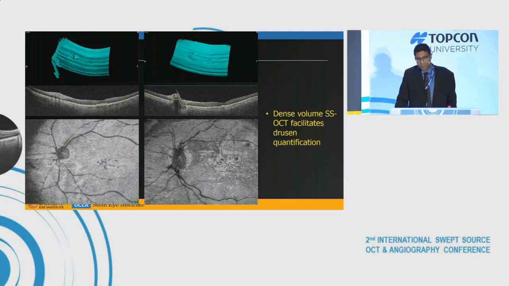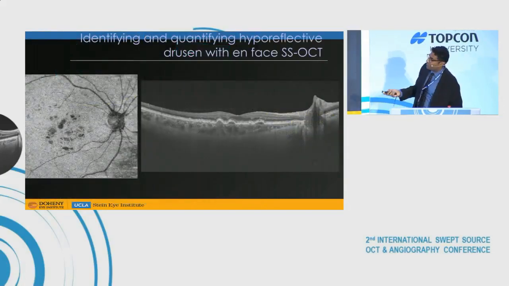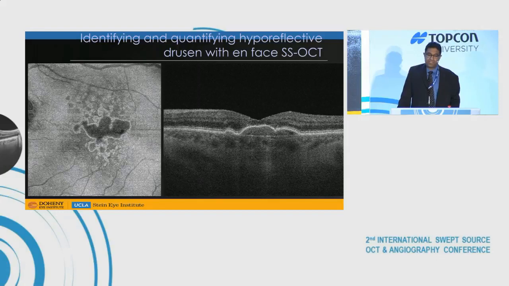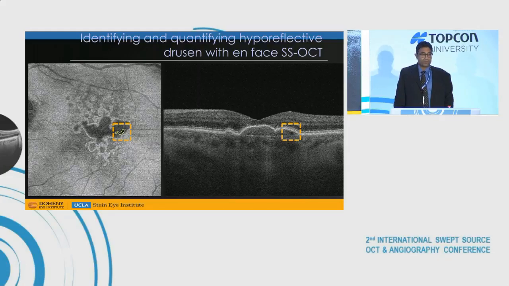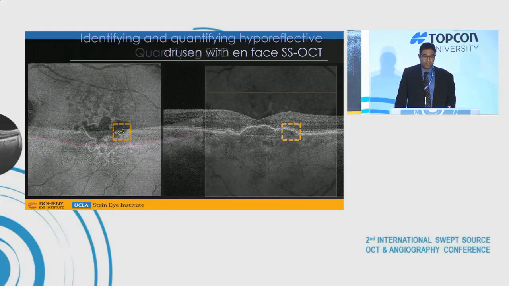This is where I think swept-source OCT is very useful because we get these dense volumes that lend themselves to quantification of different structures. For example, we can see all of these little hyperreflective cores in these various drusen, and we've really gotten very interested now in being able to quantify these things. You actually can do a pretty good job of quantifying these areas of hyperreflective drusen within the drusen volume.